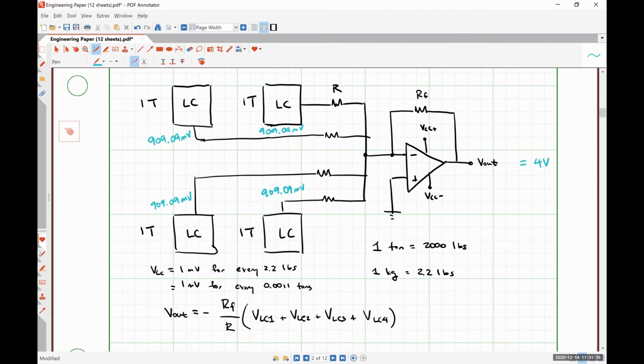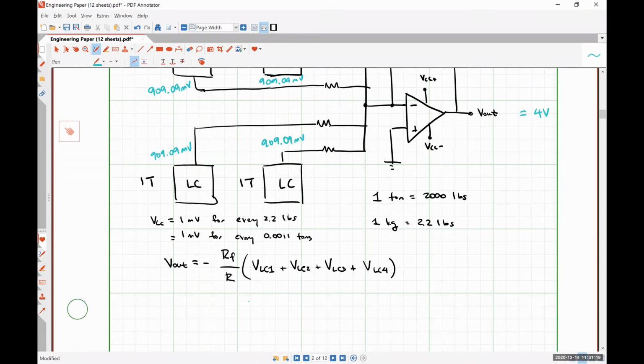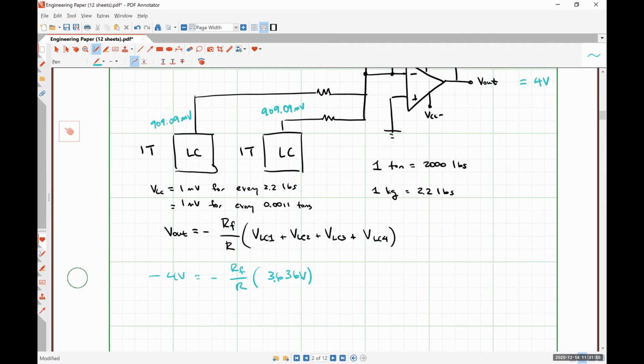All right, so that means down here I have 4 volts is equal to negative RF over R times that number multiplied by 4.3634 millivolts, or let's call it 3.636 volts, which means put a negative sign there so that that's taken care of. So that means RF over R needs to be 4 volts divided by 3.636 volts.